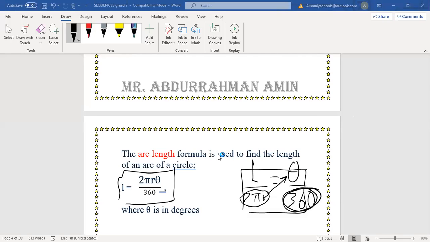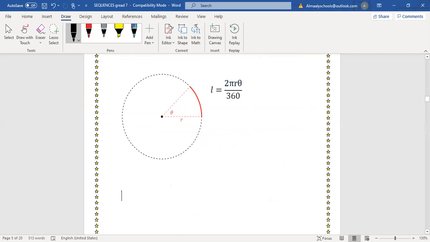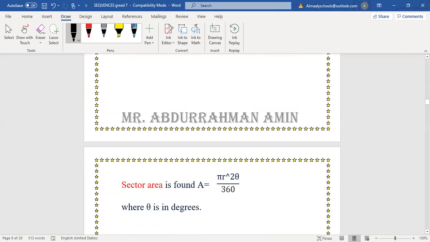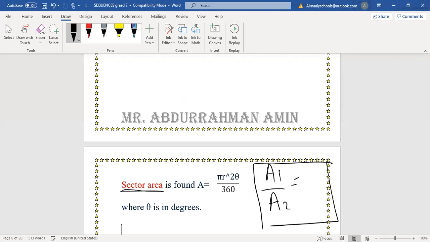So the second part is how to find the area of the sector. The length of the arc, he wrote it equal 2 pi r theta over 360. The area of the sector, or sector area, again we will write area over area equals what? Measure over measure.